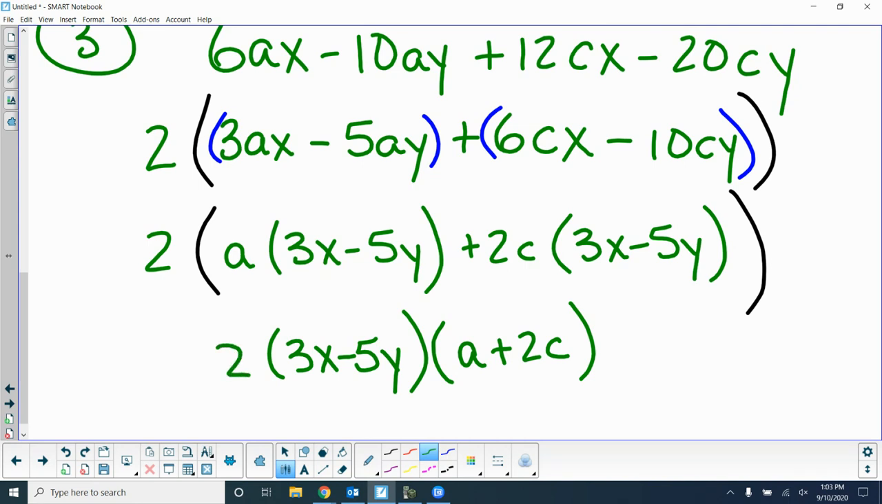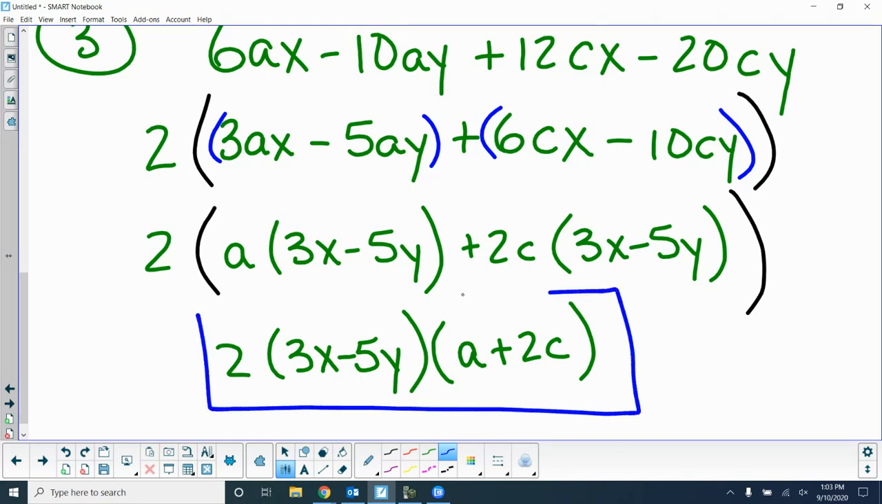So if you had the 3x minus 5y and 2a plus 4c, which some of you might have had, you would miss a point because you forgot to pull out the 2 that would go into them. But everything else you did right. So always try to get the GCF out first. Questions on that one?